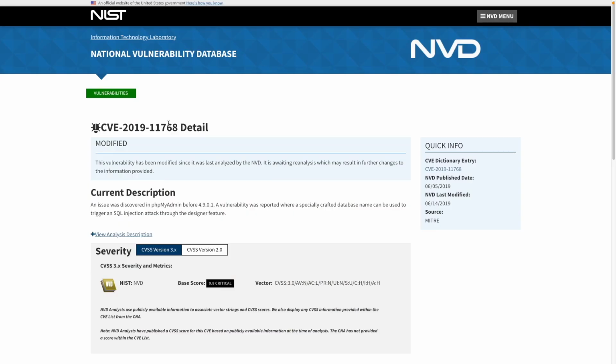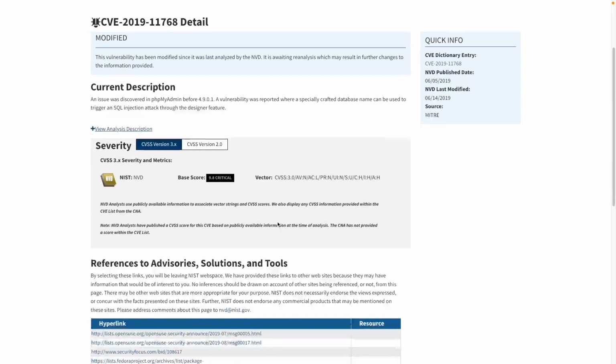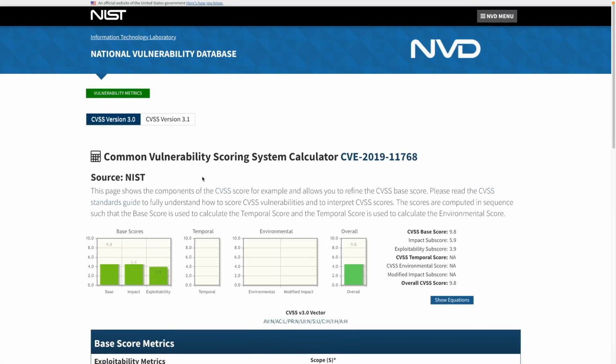So now we have CVE-2019-11768. Same thing, phpMyAdmin before 4.9.0.1, instead of that 4.8.6. Probably very similar, again, from June of 2019. And this has a high criticality. And let's dive into that.